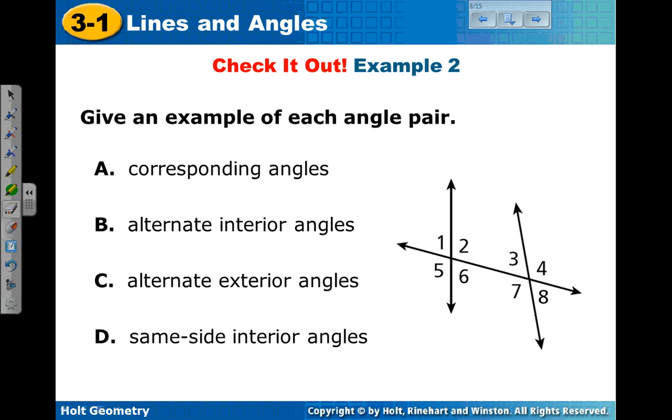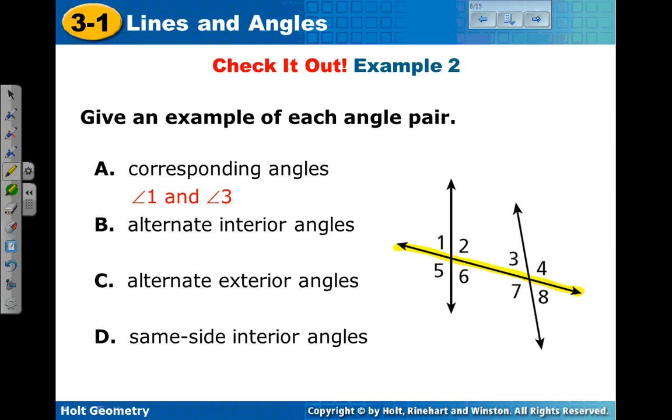Here is another set, but it's drawn in a different way. So I think I'm going to whip right through this very quickly, but I wanted just to let you know that sometimes the transversal will go horizontally, sometimes it will go vertically. So if you need to, you kind of turn your head to the side to see what are the corresponding angles. So a corresponding pair would be 1 and 3.